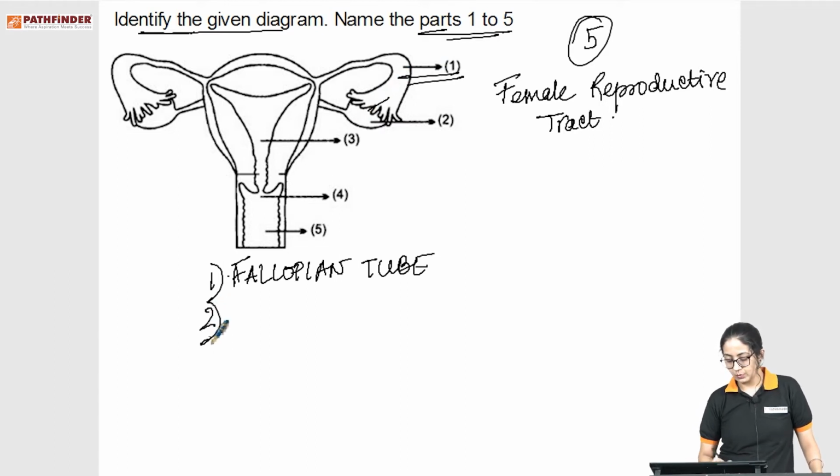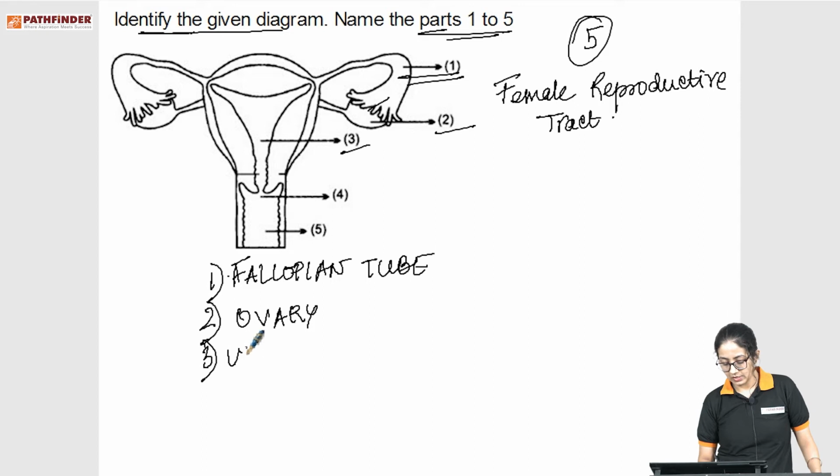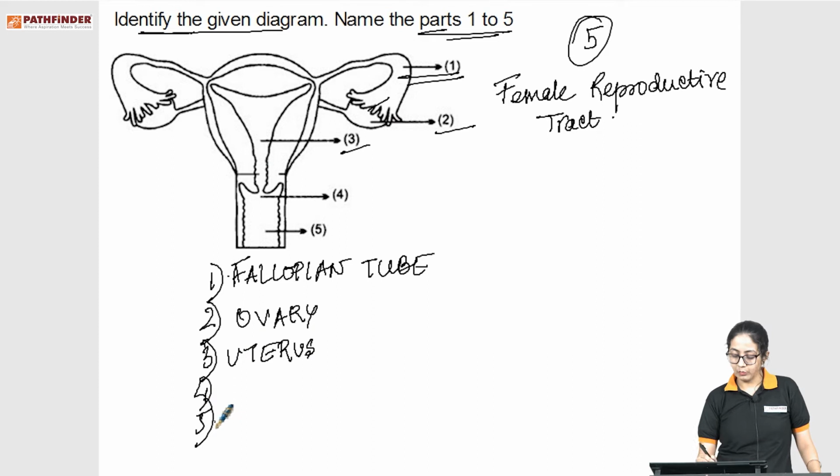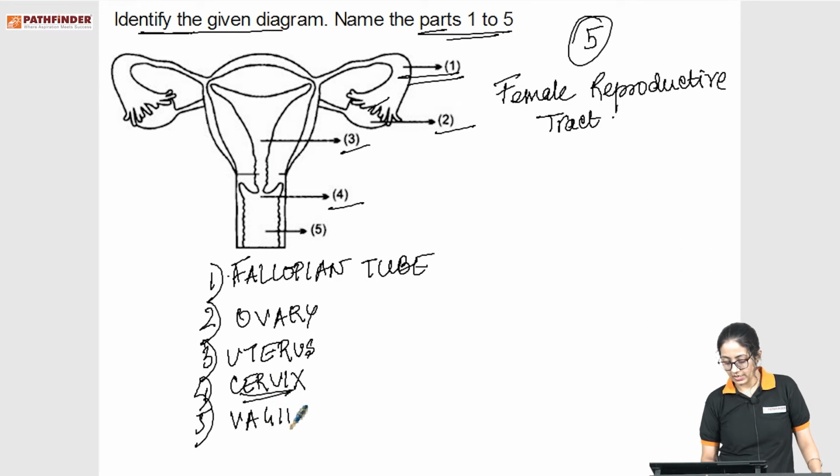Now point number 2. What is point number 2 over here? It is the ovary. Now look at point number 3. What is it? It is the uterus. Now in question point 4 and 5, that is where I find the most difficulties. Students find the most difficulties over here. So point number 4 is the cervix. You can also write cervix canal, but the main point is that you should mention this word. Now 5th, we have the vagina.